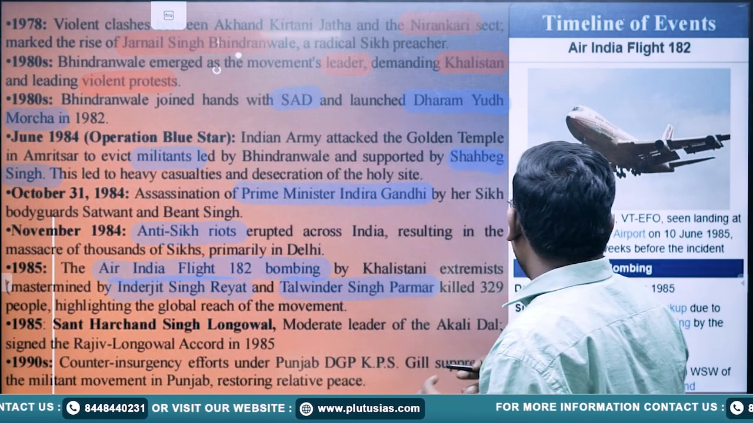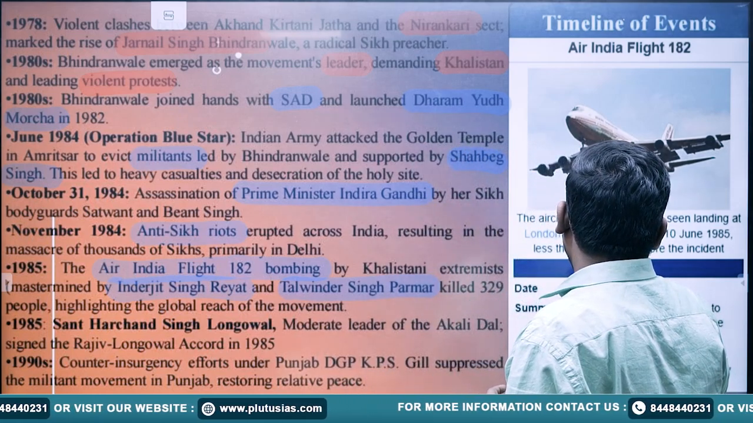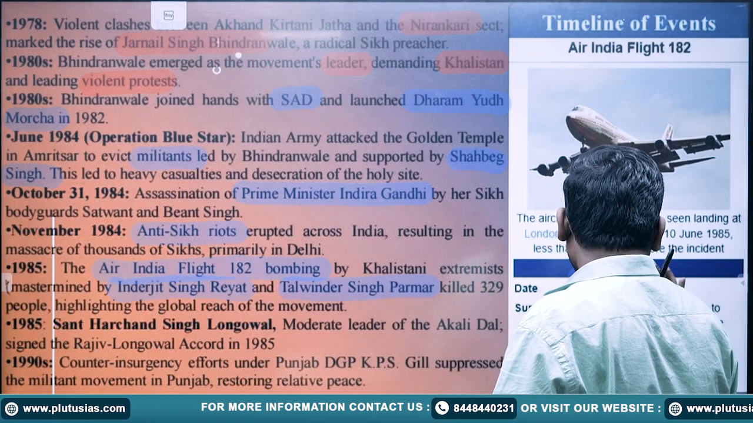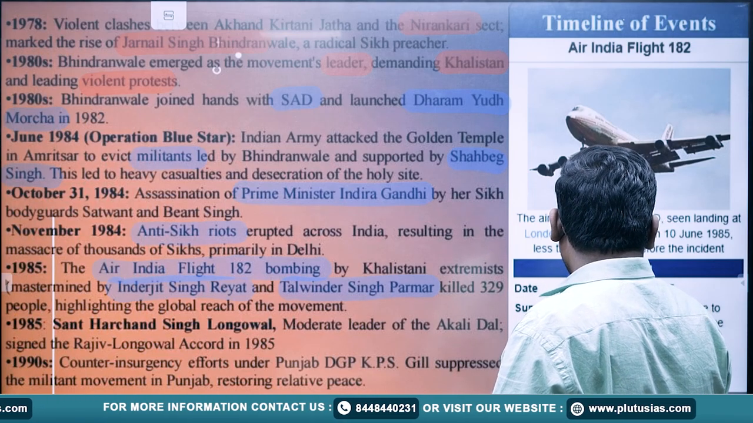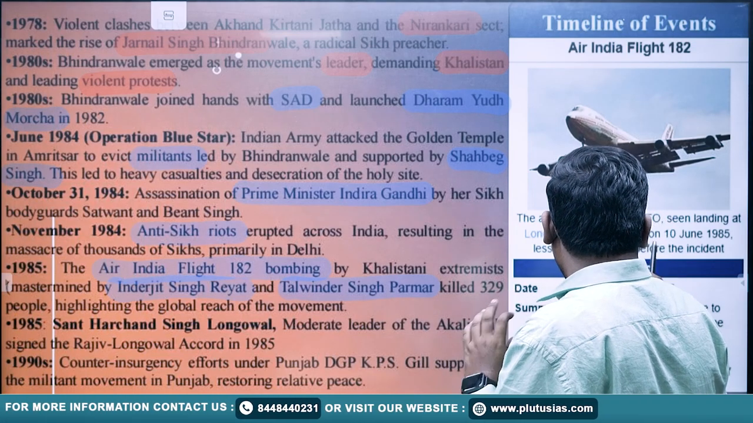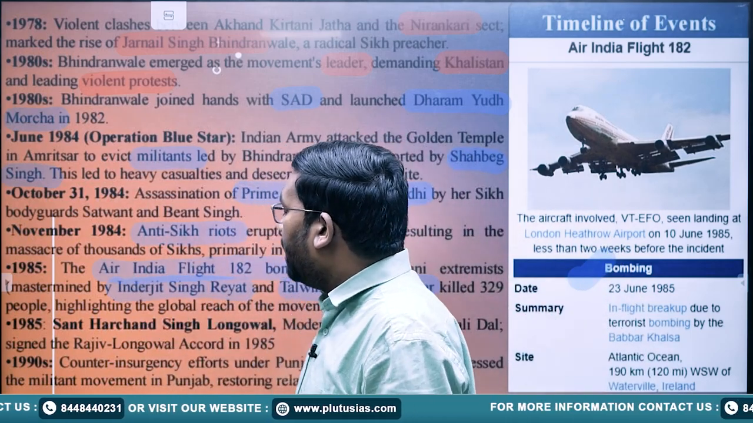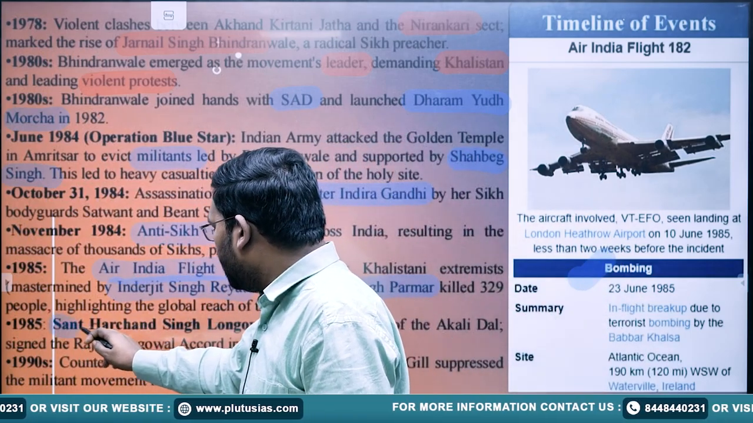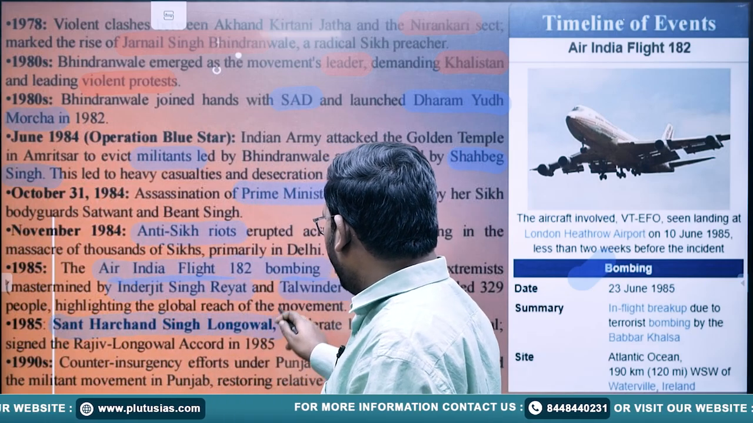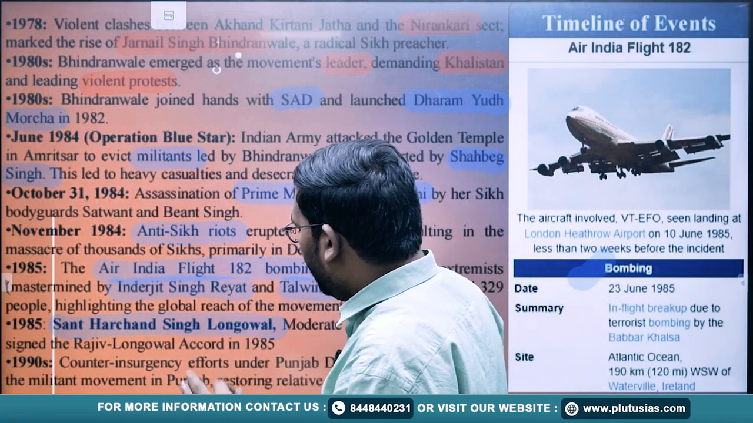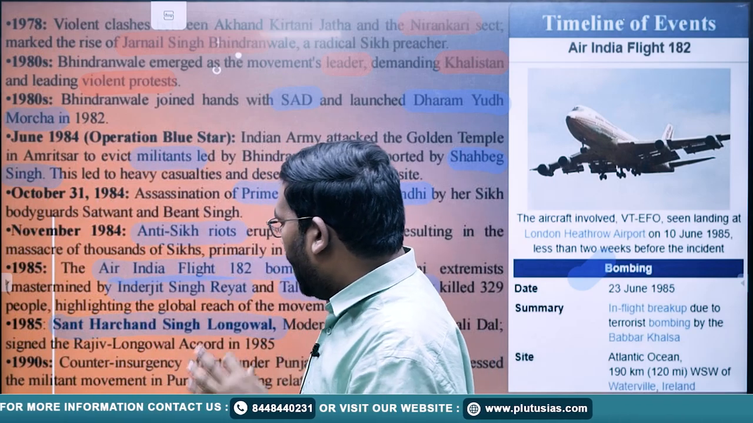About 329 people were killed. You can see the aircraft involved here, VT-EFO. The flight broke up in the airspace and many people died. Then it was completed in 1985, signed by Sant Harchand Singh Longowal, who was a moderate leader of the Akali Dal, who signed a treaty with Rajiv Gandhi, the Longowal Accord, in 1985.